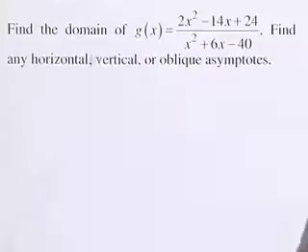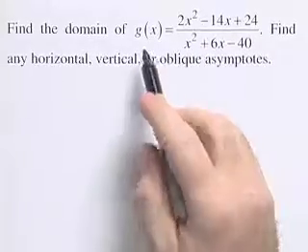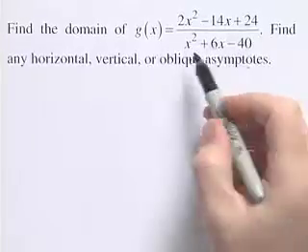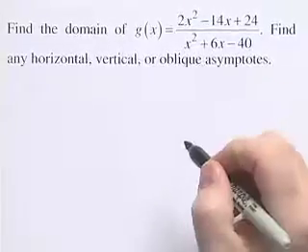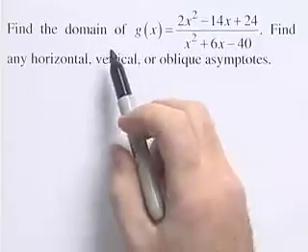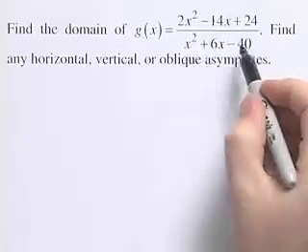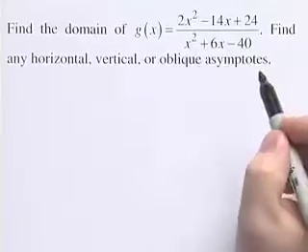For this problem, we're going to determine the domain of a rational function and then determine any vertical, horizontal, or oblique asymptotes. We're given the function g of x equals 2x squared minus 14x plus 24 divided by x squared plus 6x minus 40. To find the domain, we need to remember that for rational functions, the domain is always all real numbers except values that make the denominator 0.